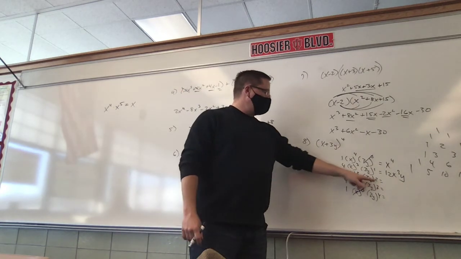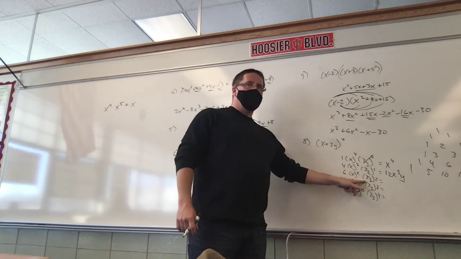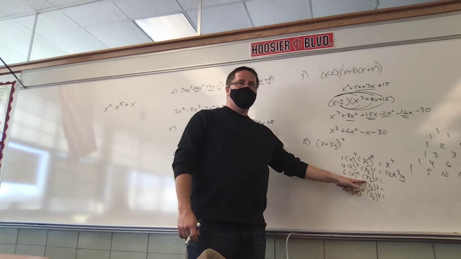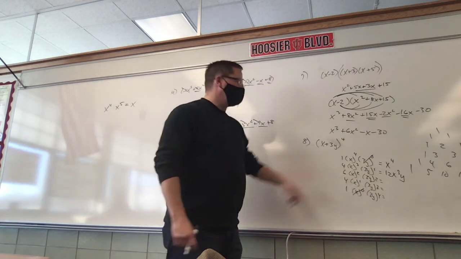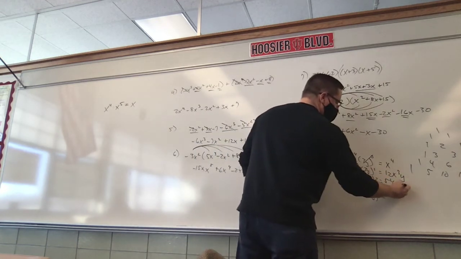Okay, let's look over here. 3 squared is 9. I'm not going to write 9. What am I going to write? Got to know your times tables for this one. 54. Where'd 54 come from? 9 times 6. 54 x to the 2nd, y to the 2nd.